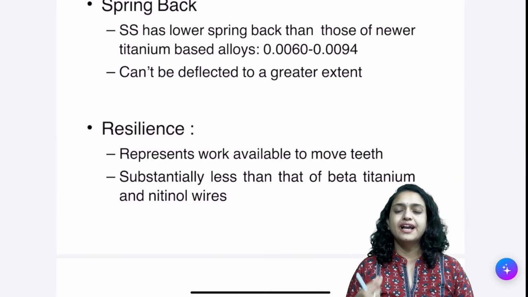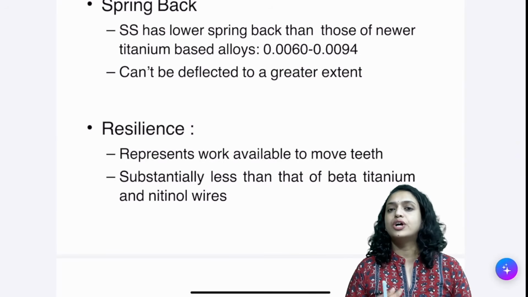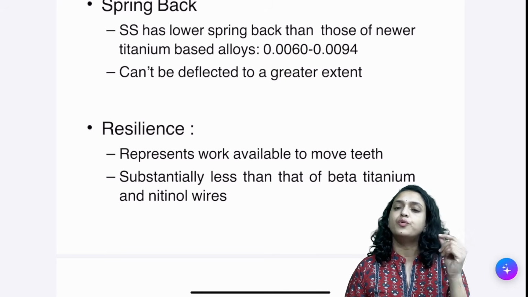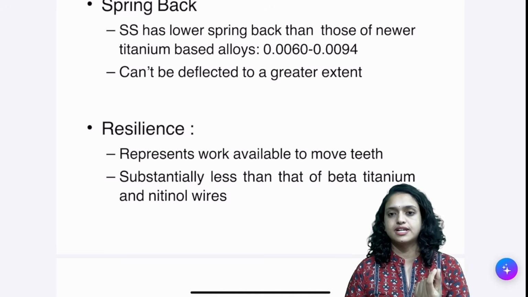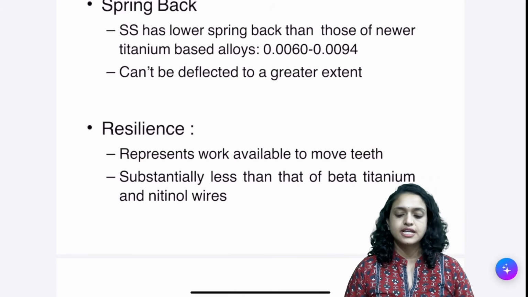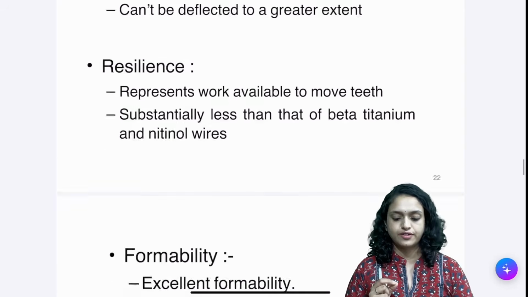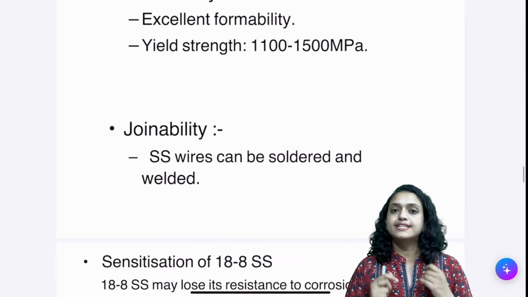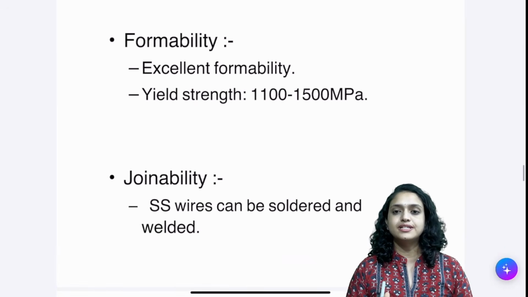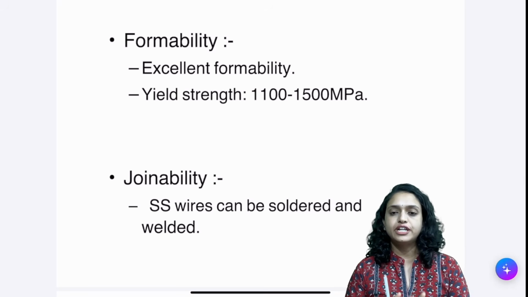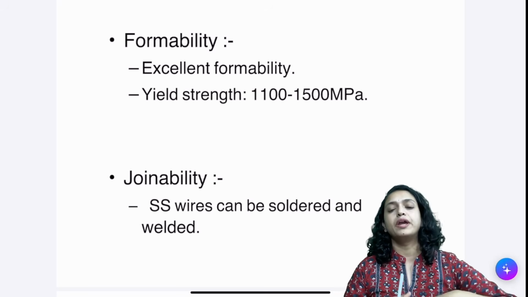Spring back is generally less compared to the other materials. However, if you reduce the thickness of the stainless steel, a little bit of spring back is expected. Resilience: it is kind of less resilient because it's a very stiff wire. Formability: excellent formability. Formability means the ability of the material to be formed or made into loops.